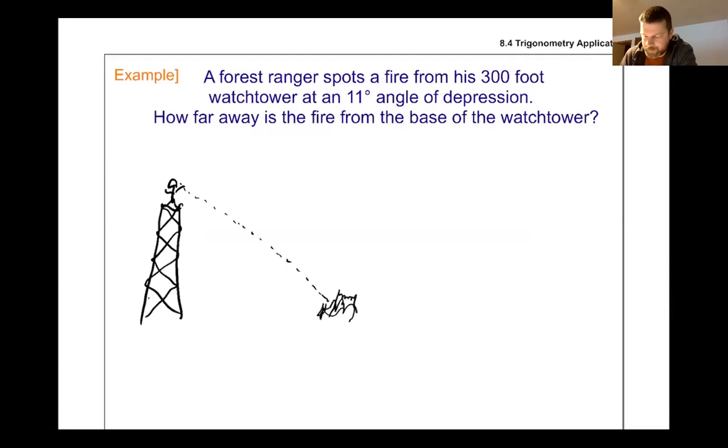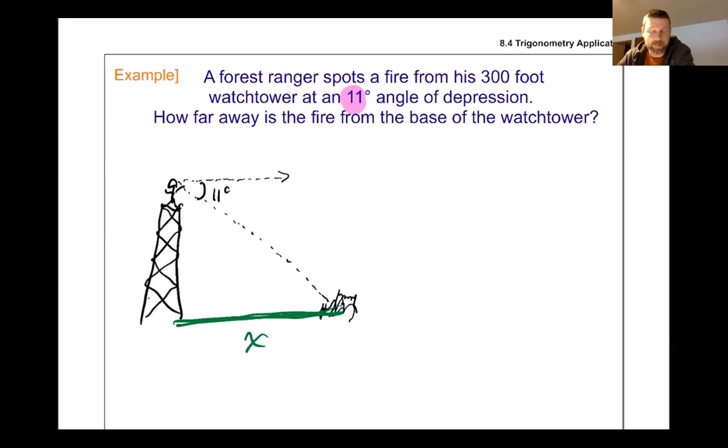Horrible fire, but that's it. All right, so the angle of depression is 11 degrees. So again, that's the angle down from horizontal. So if that's horizontal, this is 11 degrees. I want to know how far away the fire is from the base of the watchtower. So I want to know this distance here.